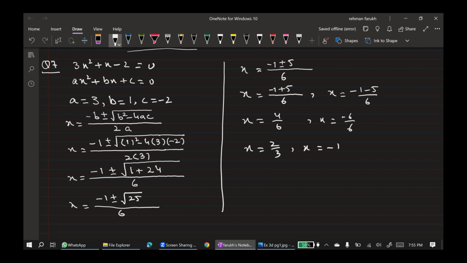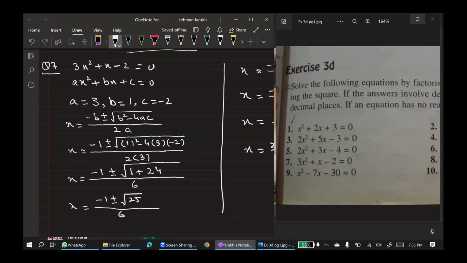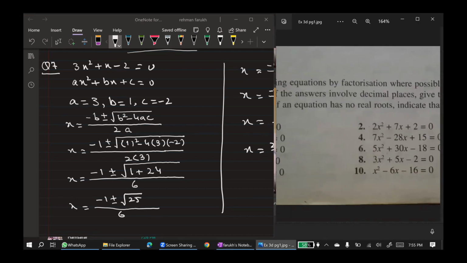Is there any confusion in this solution? No, sir. Okay. Now I will attempt question number 10.